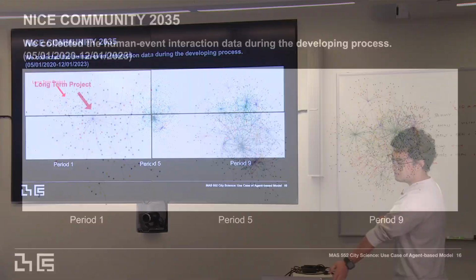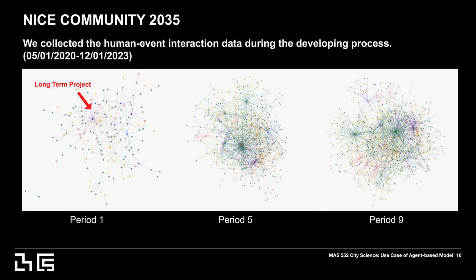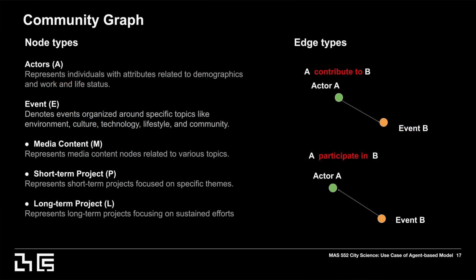First of all, we collect the human-event interaction data during the development process, from 2020 to 2023. You can see this graph, where each node is an event. The purple node there is a long-term project, and you can see the connections of these different events and the people, and how different events can make connections with people and create more connections between people.